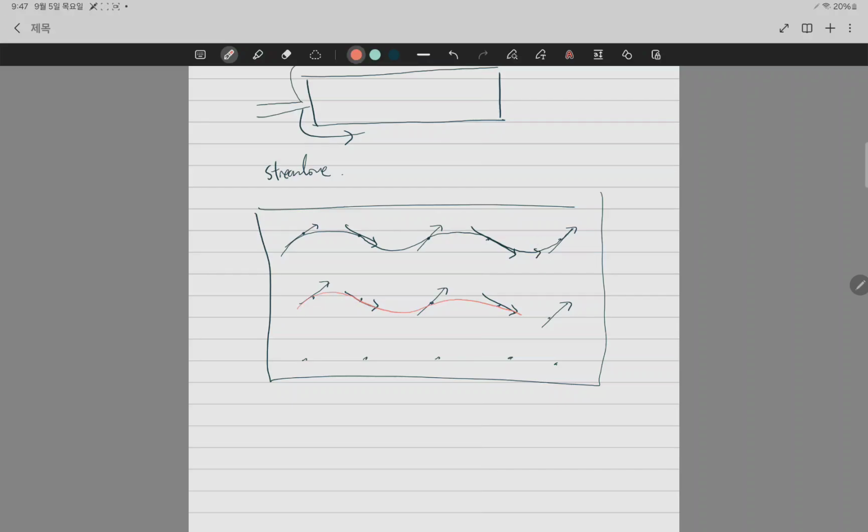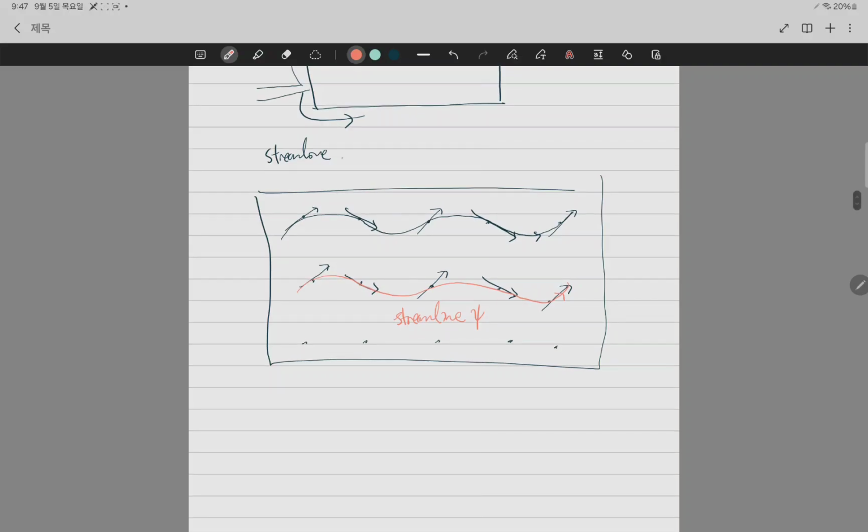Then we draw a line that connects all these velocities perfectly, beautifully, right? And we call this line the streamline. In other words, streamlines are the lines that are tangential to all the velocities at a certain point.